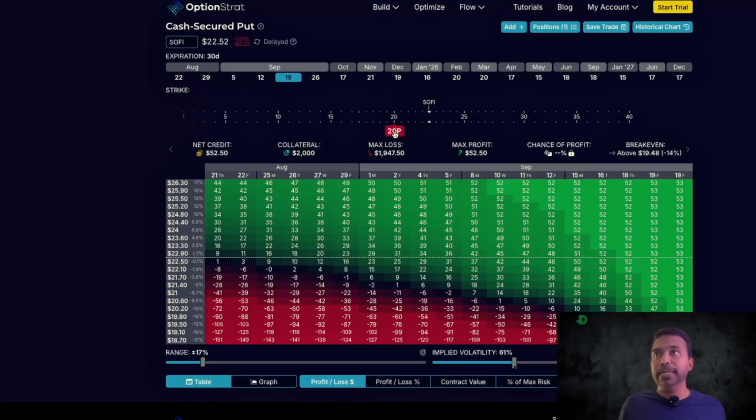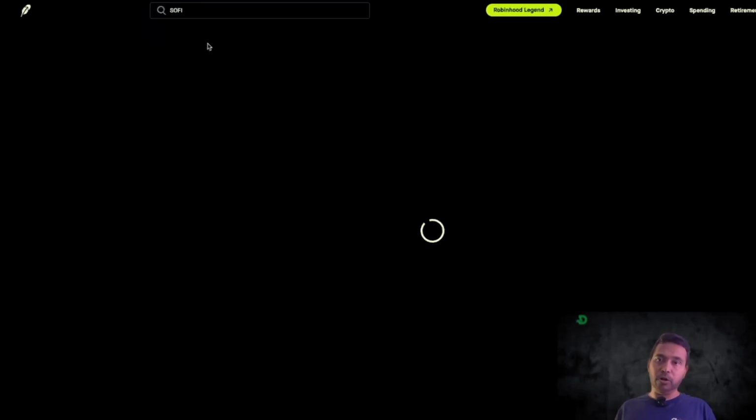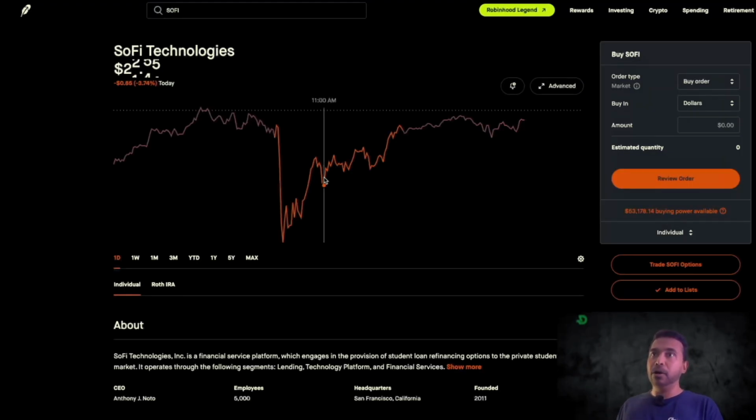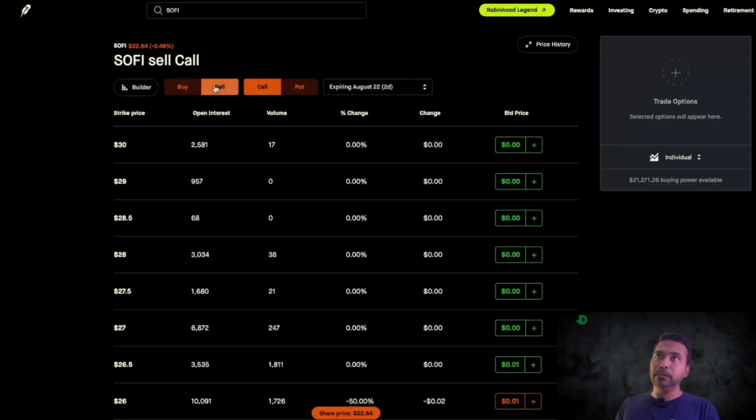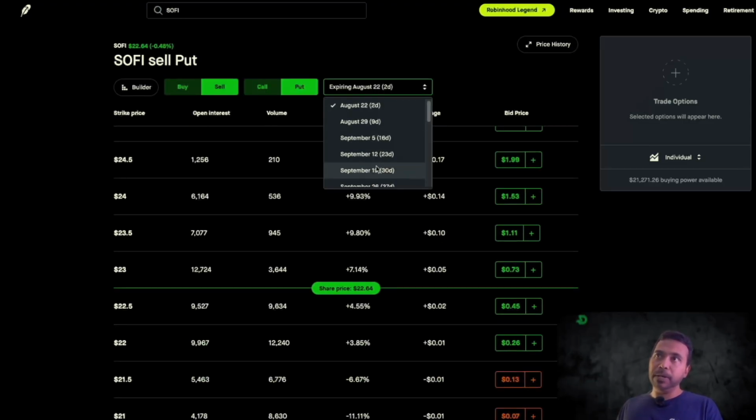So 20p, that means it's basically telling you to sell a cash secured put at the $20 strike price, right? And if you look at here, you're basically getting a $52 credit. You can always go back to your platform, go to that particular stock. So in this case it's SoFi. Now if I come down here, trade options, you do sell put, and it said September 19th, right?